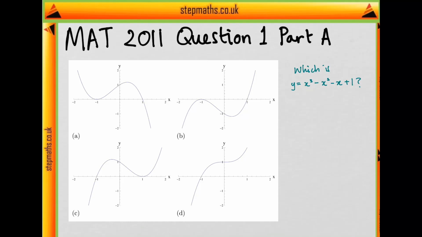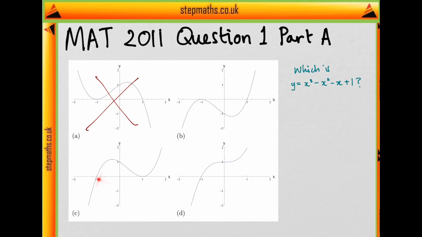Hello, in this video I'm going to do part A of question 1 on the 2011 math paper. In this question, they ask us which of these four graphs is x cubed minus x squared minus x plus 1. Well, immediately we can see that the coefficient of the x cubed term is positive, and so we know that the graph is going to have a shape like this, and so that rules out option A.